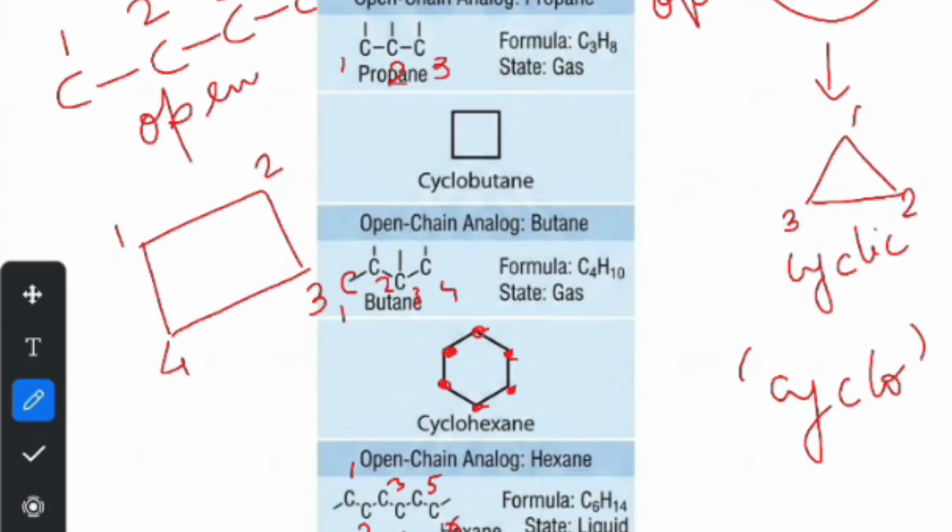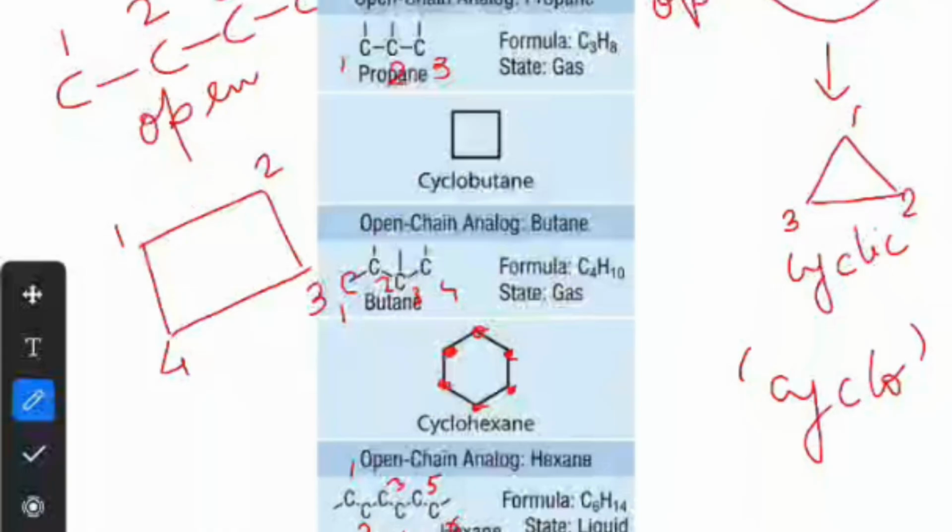If there are 3 carbon atoms in the cyclic system, then we call it cyclopropane. Prop means having 3 carbon atoms. If the cyclic system has 4 carbon atoms, then it is called cyclobutane. Cyclopentane means a cyclic ring having 5 carbon atoms, and cyclohexane means a cyclic ring having 6 carbon atoms.